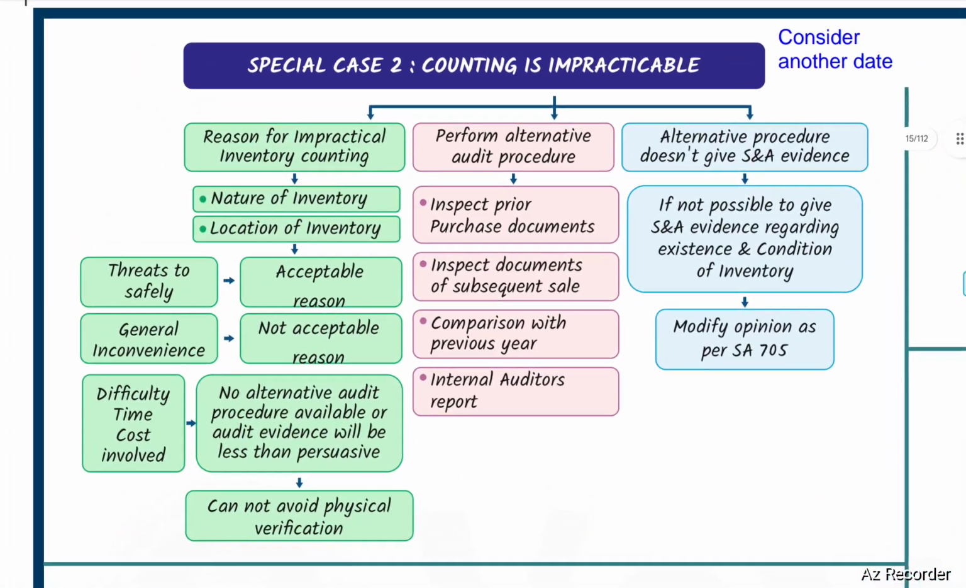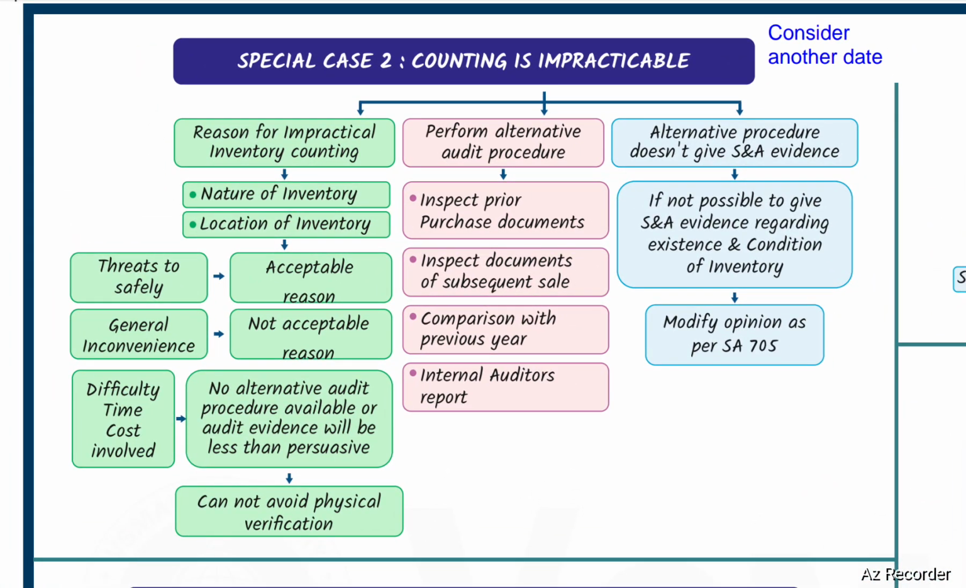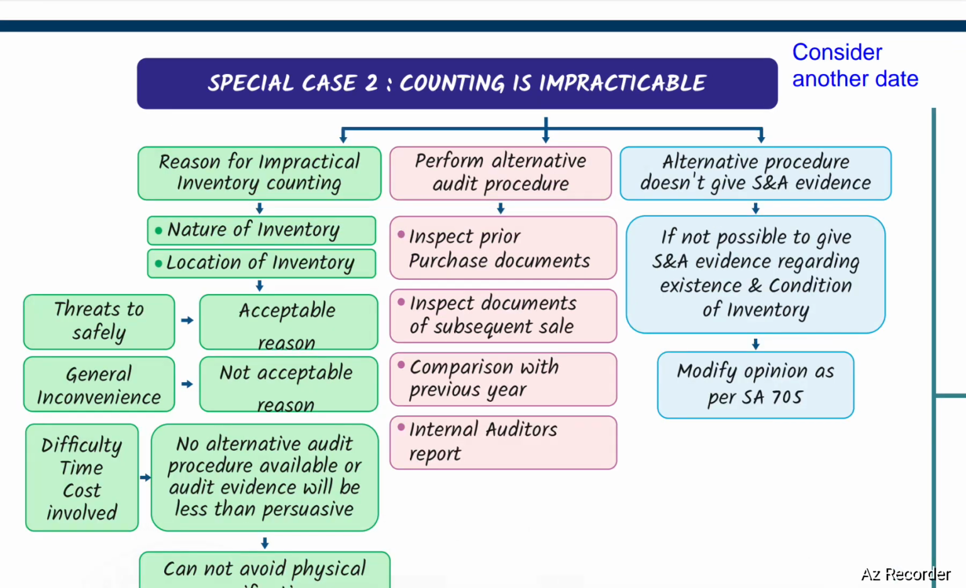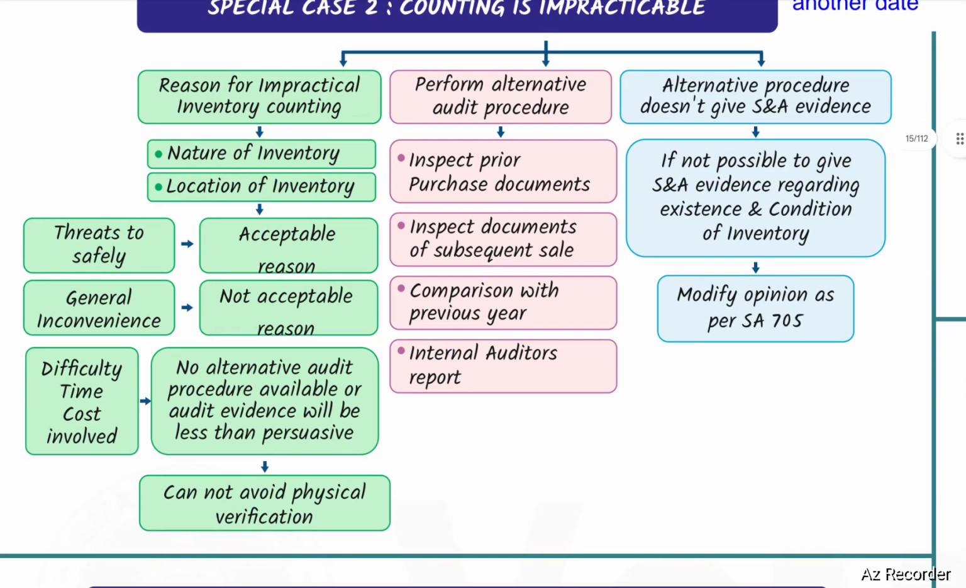Next, special case number 2, counting is impracticable. In such a case, consider another date for counting. What is the reason for impractical inventory counting? Nature of inventory, location of inventory. If there is any threat to safety, it is an acceptable reason. If there is any general inconvenience, it is not an acceptable reason.